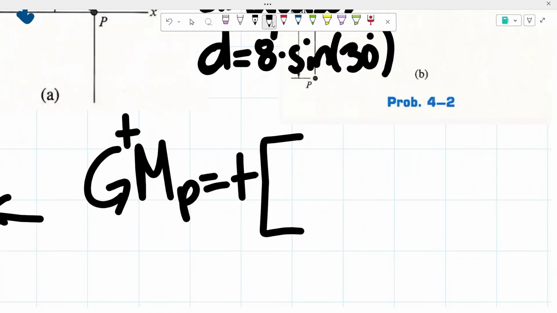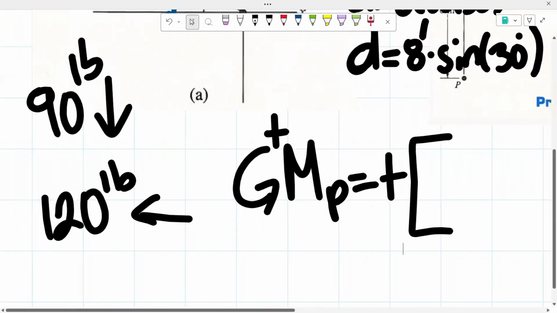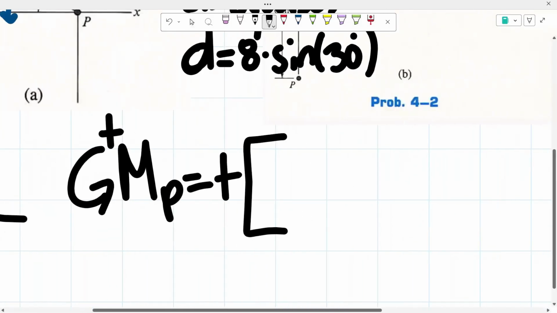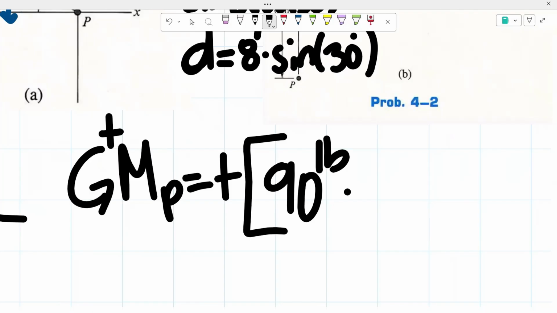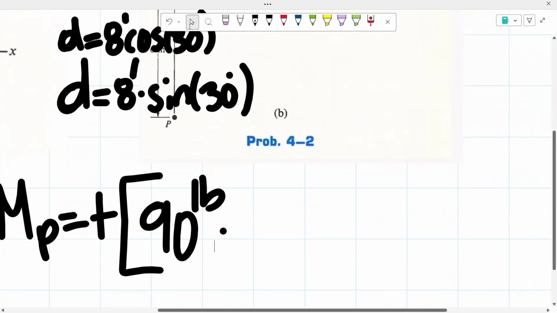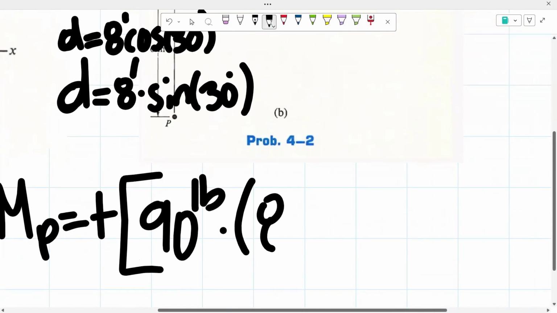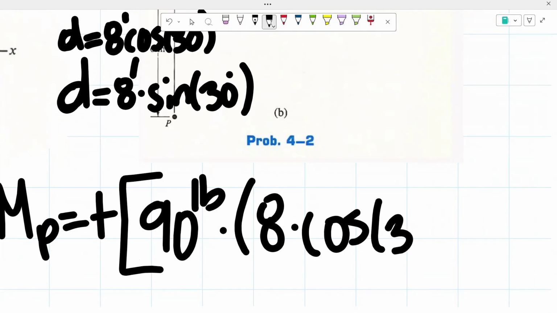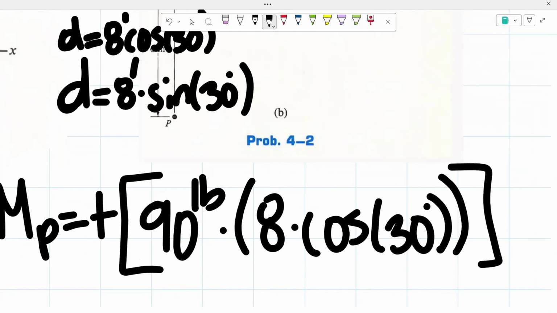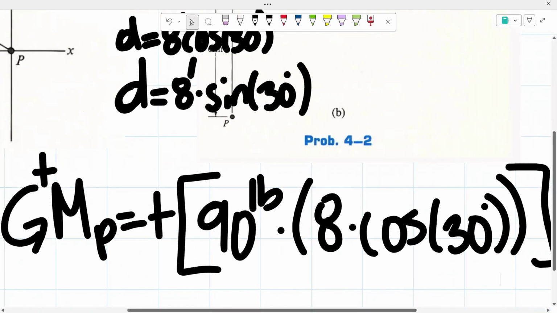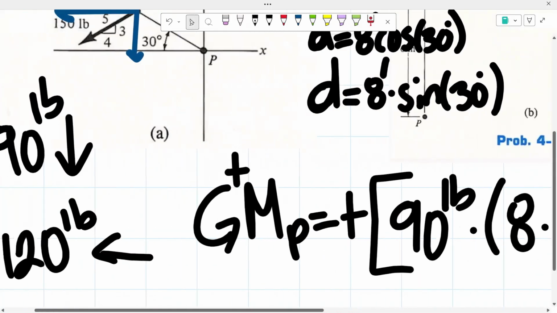So once again, remember that the moment is the force times the distance. So we are working with our vertical force, and we know that our vertical force is 90 pounds. So we have 90 pounds times our distance, and remember our distance for our vertical force equals 8 times cosine of that 30 degrees. Okay, so now we have our vertical component. Now we're going to do the same thing, but now for our horizontal component.